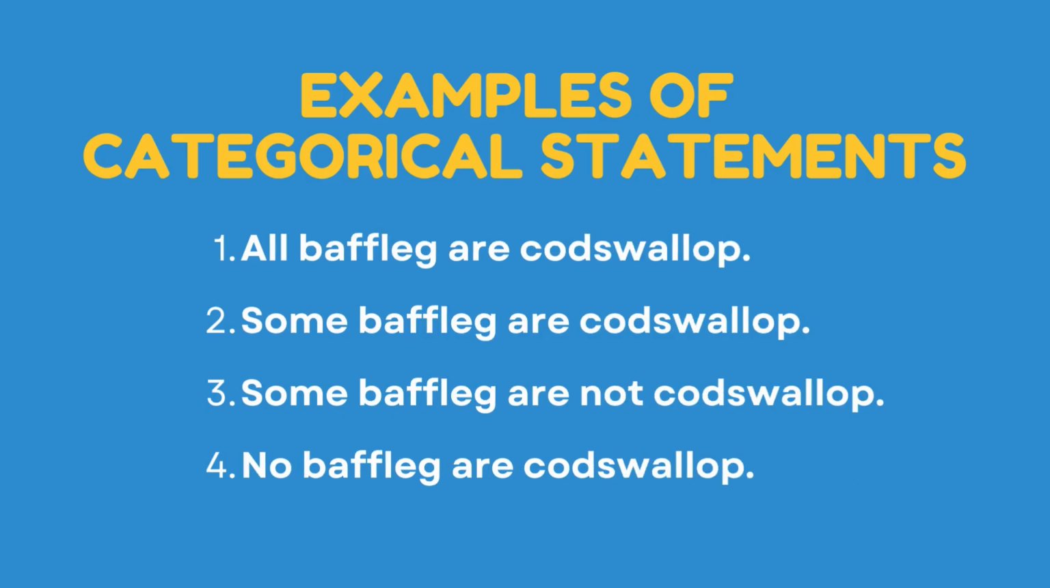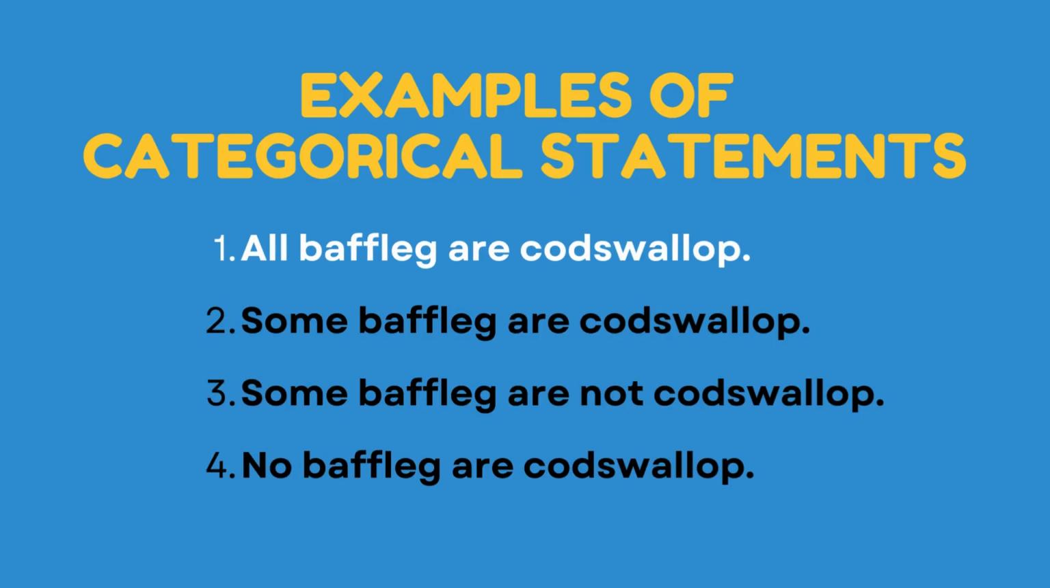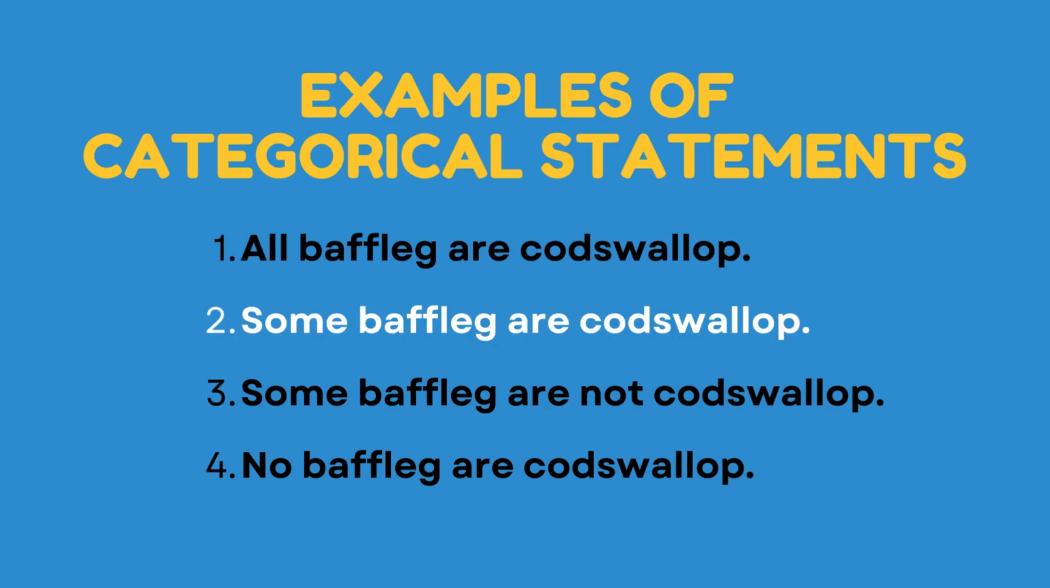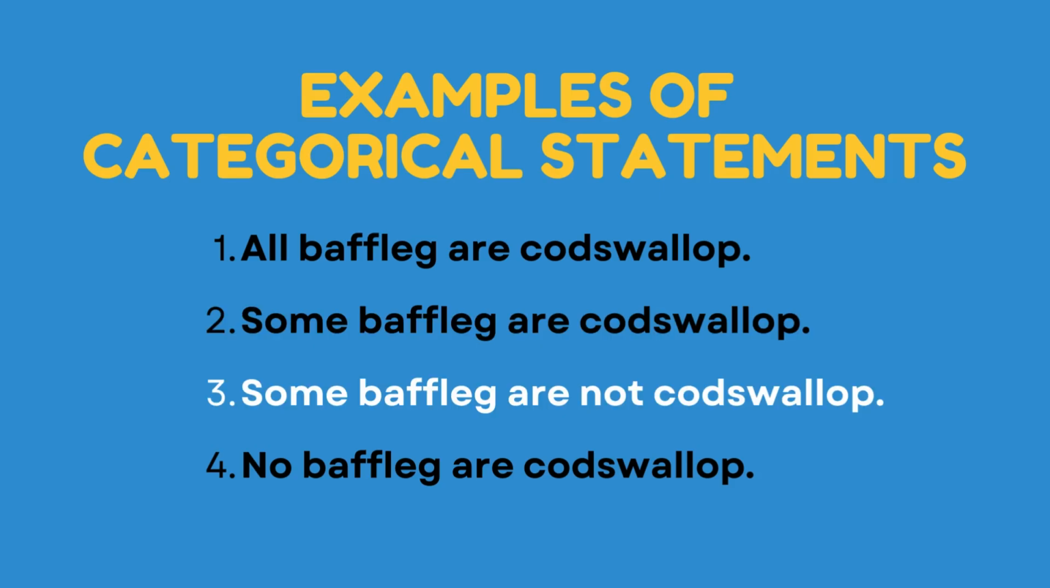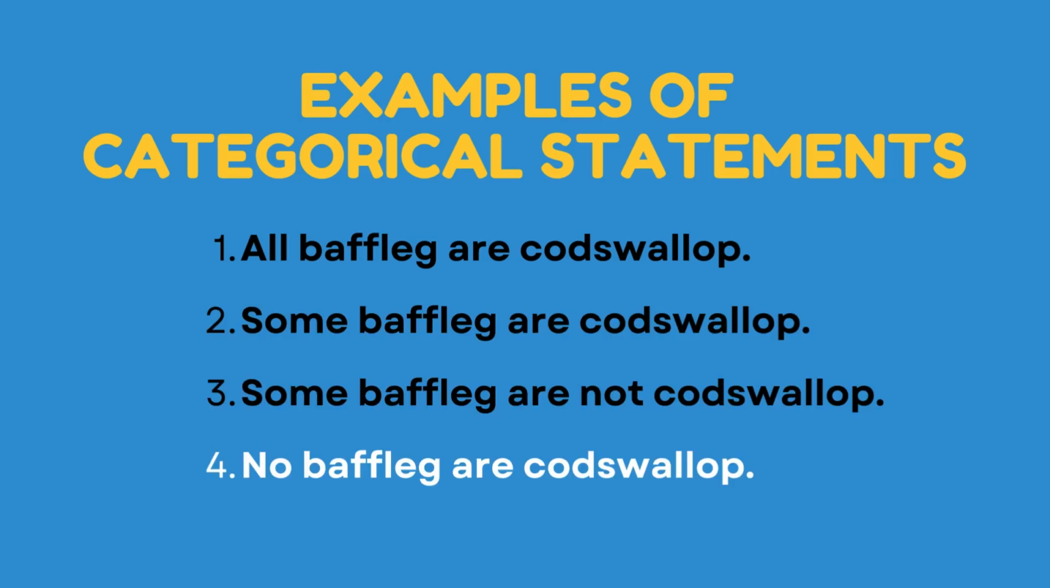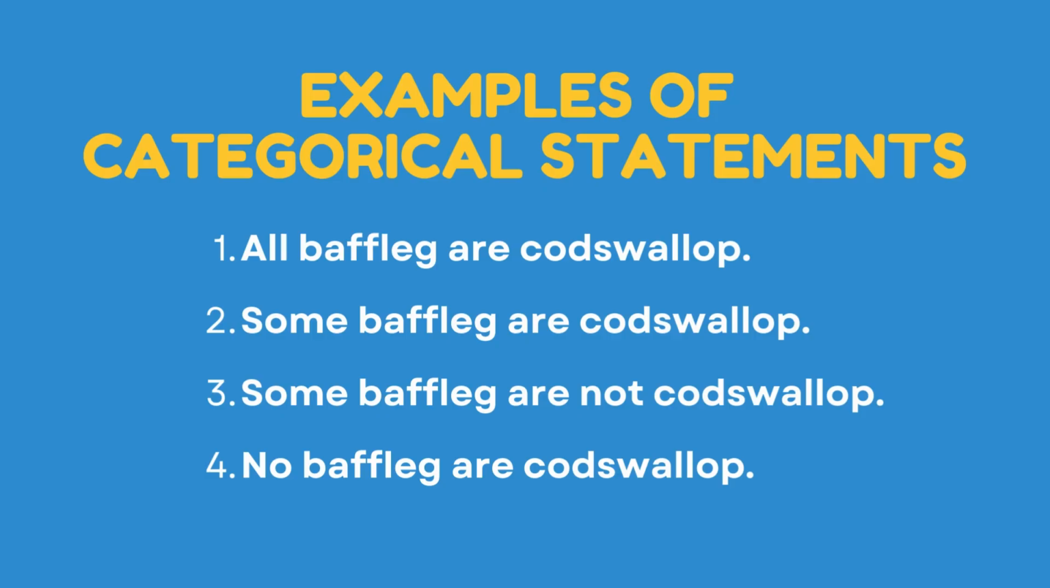Now consider the following examples. All Baffleg are codswallop. Some Baffleg are codswallop. Some Baffleg are not codswallop. No Baffleg are codswallop. Can you tell me whether each of these statements have a truth value? I am not asking you to determine the truth value of each statement. I'm simply asking you if these categorical statements have a truth value.